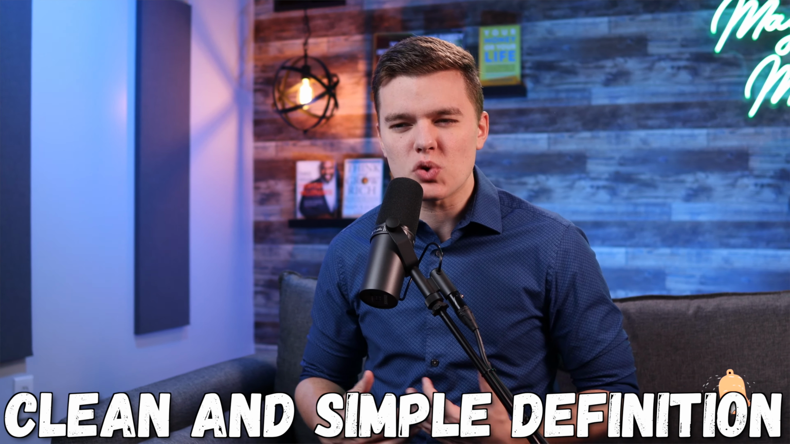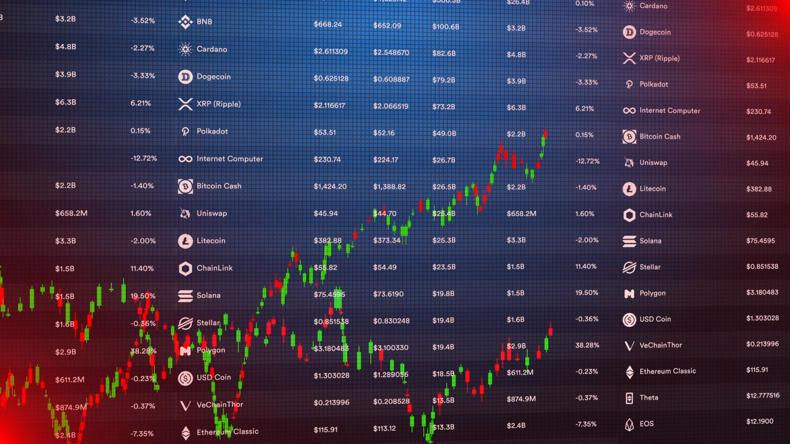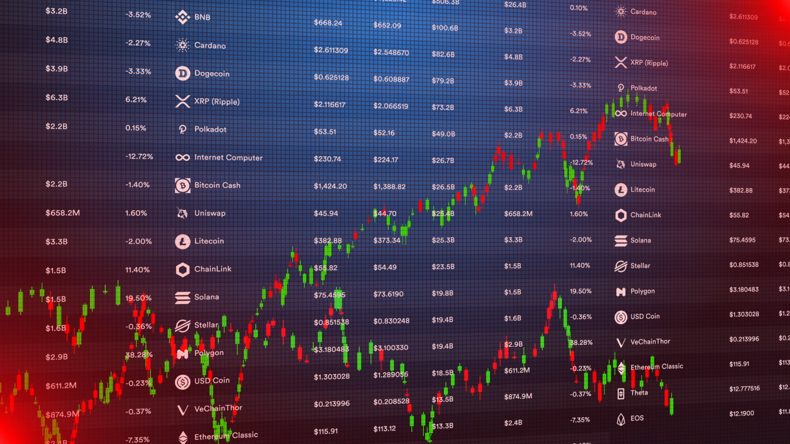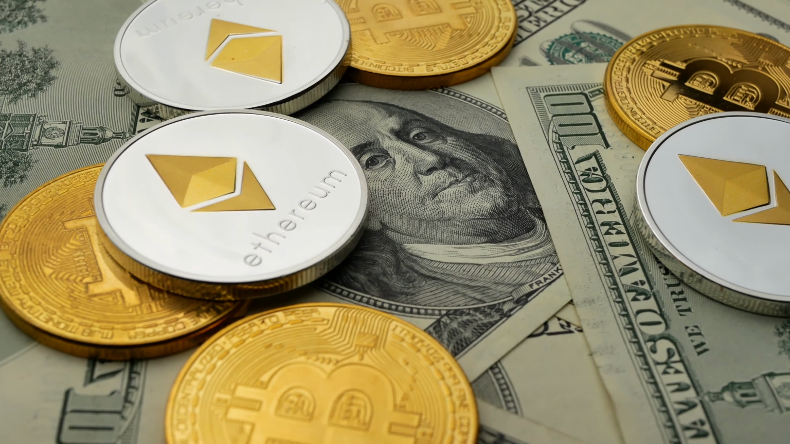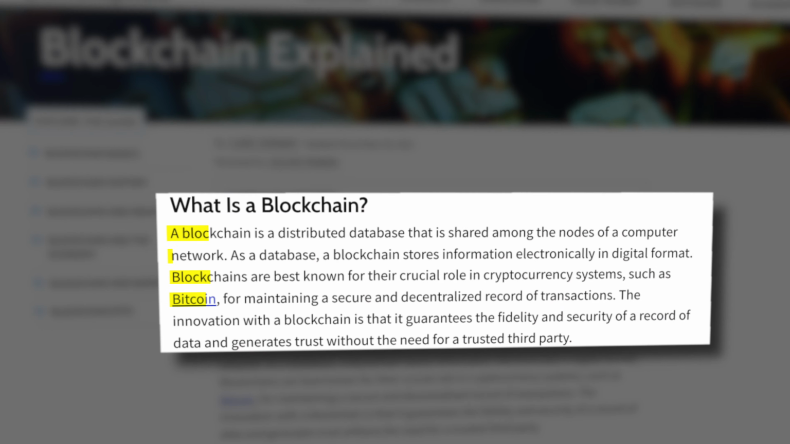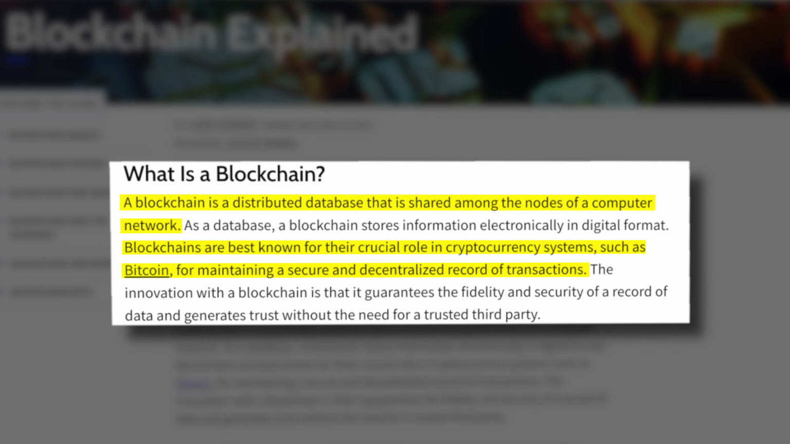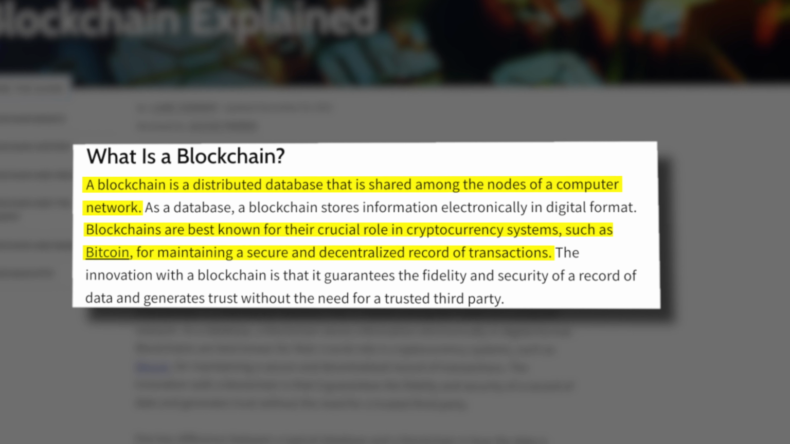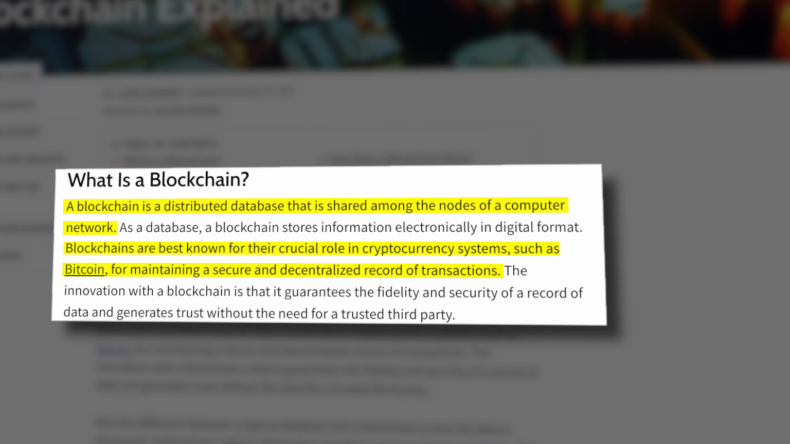Okay, first of all, let's give a clean and simple definition to some of those weird crypto terminologies, just to make sure we are all on the same page before we talk about how you can safely and effectively invest in cryptos. First, we have blockchain, which is the secure and decentralized system that records information, and essentially, this is the technology that crypto-related projects are built upon.